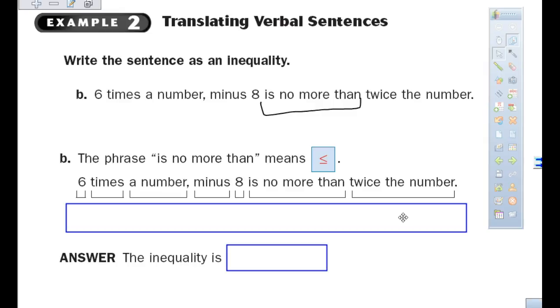Okay? So if I am looking at that, let's write it out. So try writing it right now. You know that this is going to be less or equal. So try to write 6 times a number minus 8 is no more than, less or equal, twice a number. Write that out and check with your shoulder partner. See if you agree. But you got to write something before you can compare, right? Write before you compare.